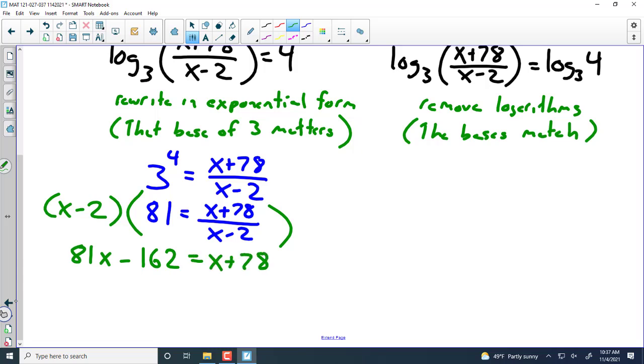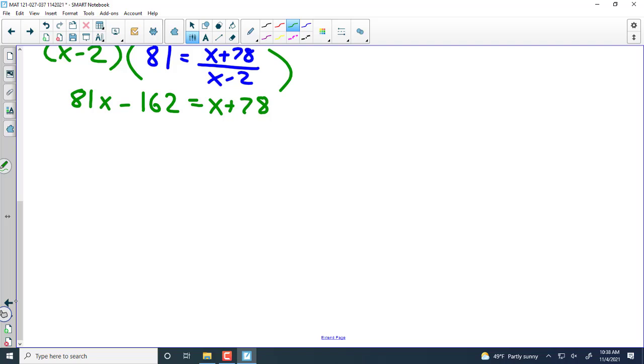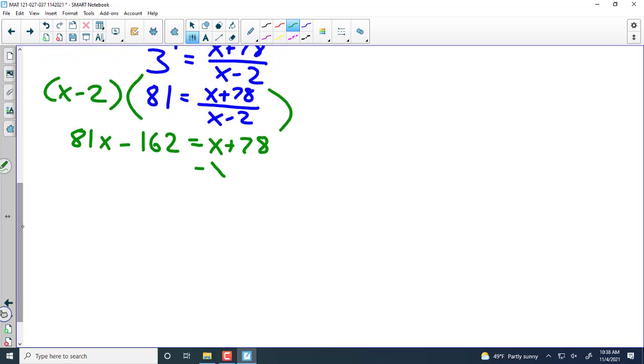Now, you might not like these numbers, but that's okay. We're still going to do what we normally do, and that is get everything with an x on one side and everything without an x on the other side so we can divide. So what I'm going to do is subtract x from both sides, and add 162 to both sides. And that's going to give me 80x equals 240. And it turns out when the dust settles, this one doesn't have a bad answer. What's 240 divided by 80? 3.